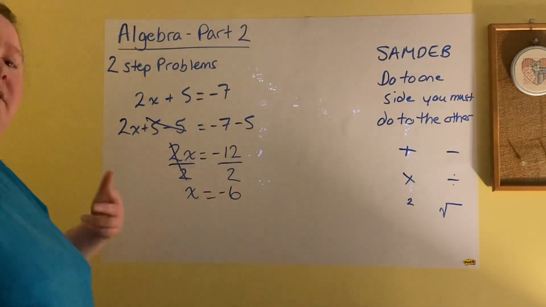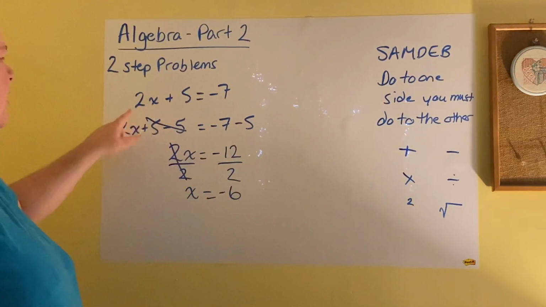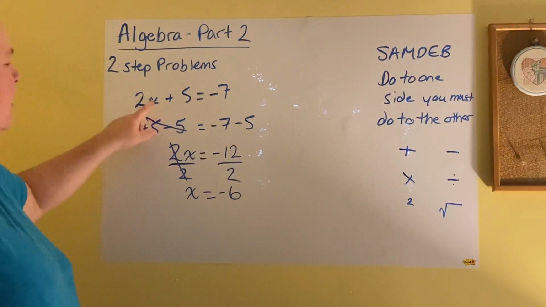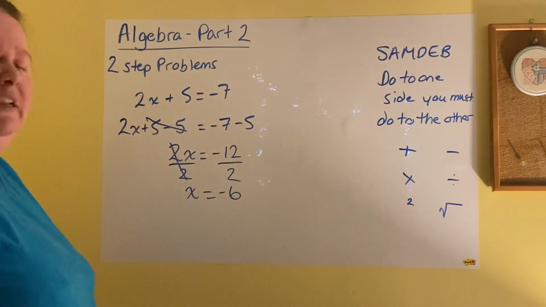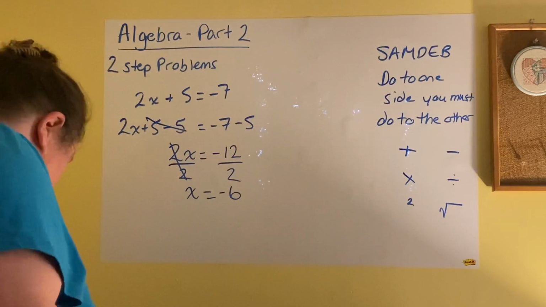Now again, the final thing you should do is go back and test, does that work here? So 2 times a negative 6 would give me a negative 12. Negative 12 plus a 5 would give me negative 7. So I know that worked out.